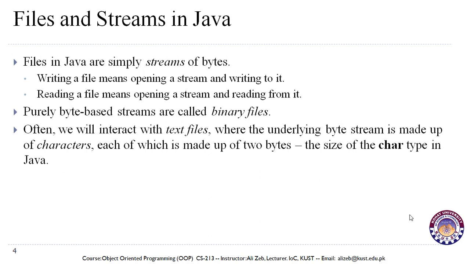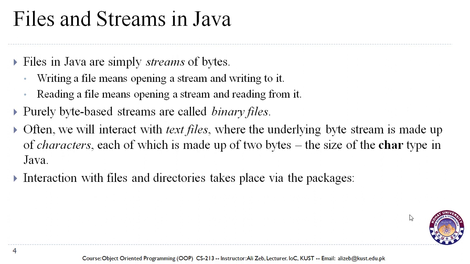Often we will interact with text files, where the underlying byte stream is made up of characters, each of which is made up of 2 bytes. We are mostly dealing with characters that are stored in the form of bytes in Java, and that is why we will be working with purely byte-based streams, and these are called binary files.